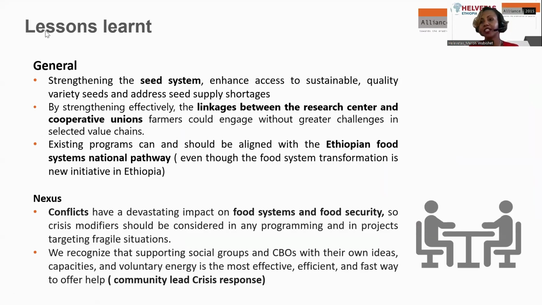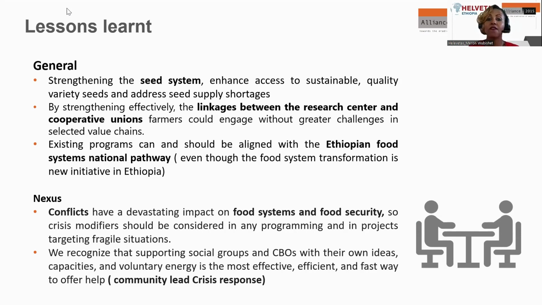So what are the lessons learned? I think that's really important. Well, strengthening the seed system enhances access to sustainable quality variety seeds and addresses seed supply shortage. I think our cooperation with the Gondar Research Institute and also our work with Dabat Cooperative Union, which has primary cooperatives under it, was really a success, and we encourage all organizations to engage in such a way so that we don't distort the system, but rather strengthen it.